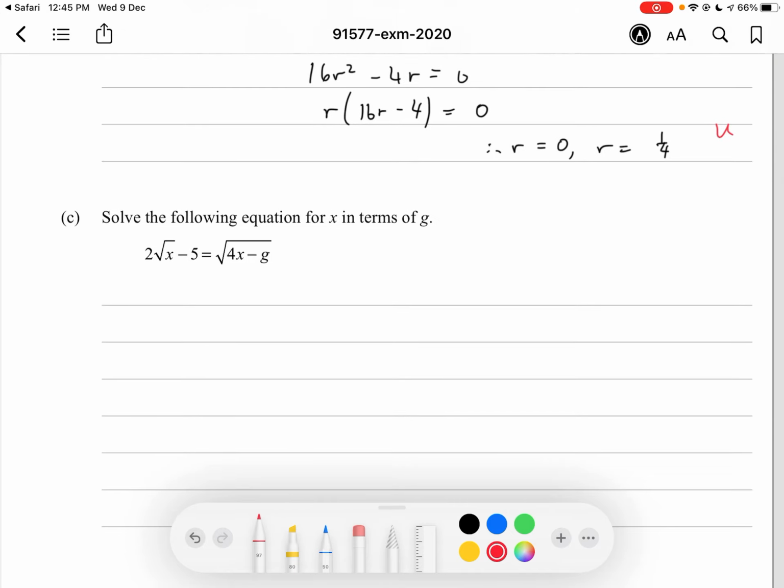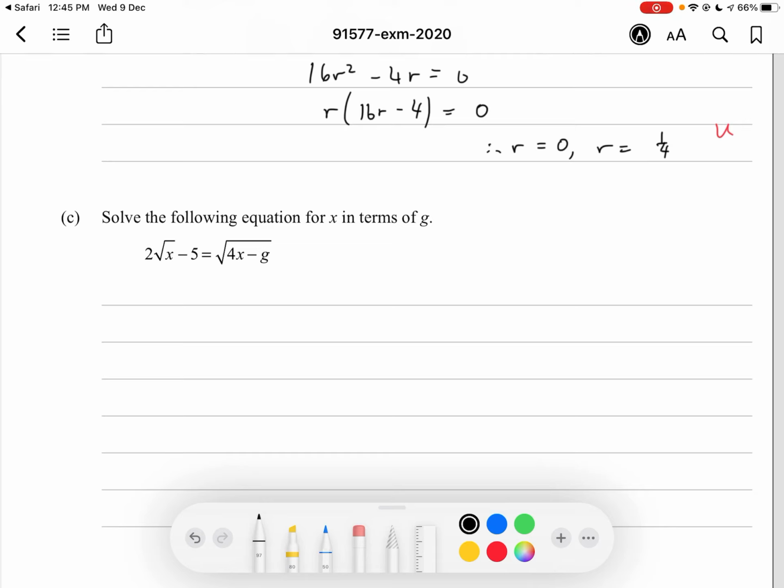Question C, solve the following equation for x in terms of g. 2 root x minus 5 equals square root of 4x minus g. So for this question, it's best that we separate the square roots, which in this case it's already done. So we want to have one square root on one side and the other square root on the other side. So we have 2 root x minus 5 on the left hand side, and we have square root of 4x minus g on the right hand side.